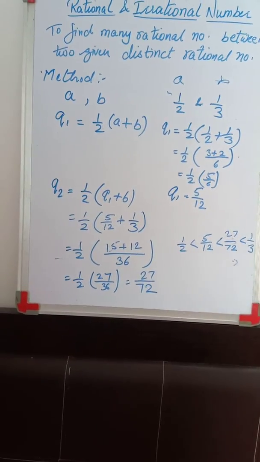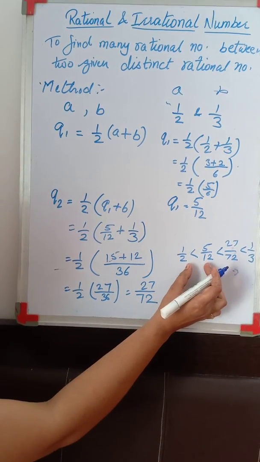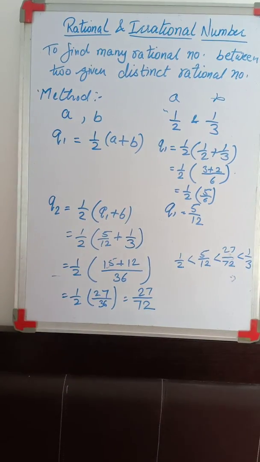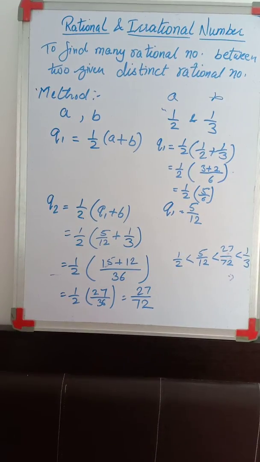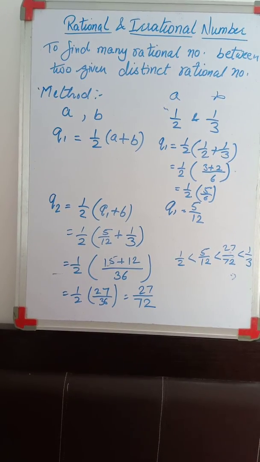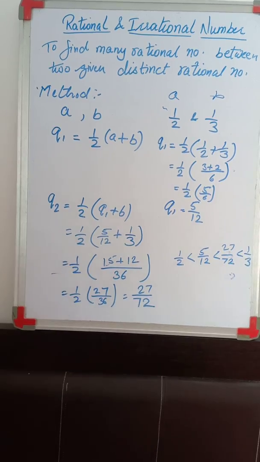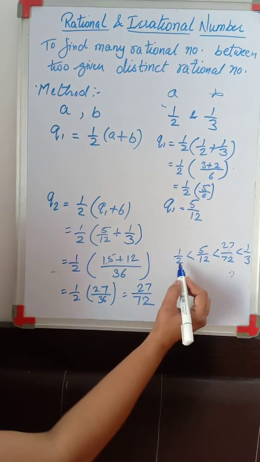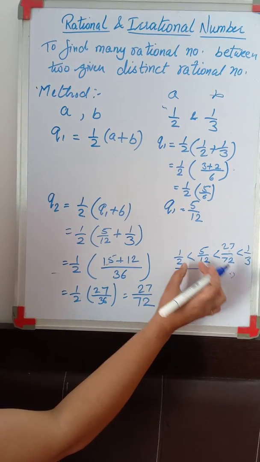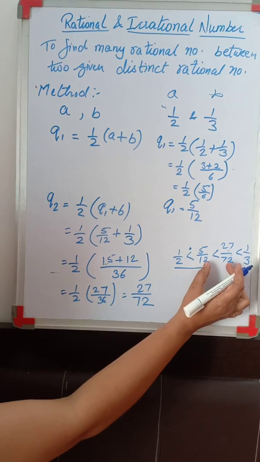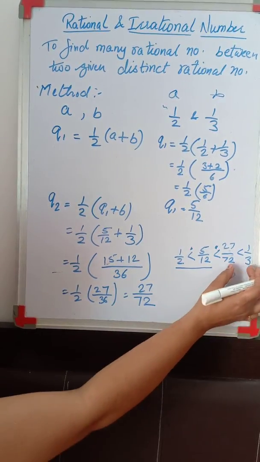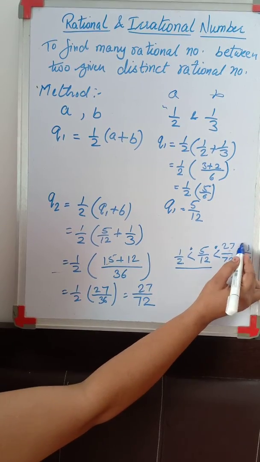So, in this manner, we can calculate the numbers in between this, and the numbers in between this. Right? So, this is the method to calculate many rational numbers in between two given distinct rational numbers. If two numbers are there, just add both the numbers and divide by 2. Once you get one number, make a sequence and then add both of the numbers and divide by 2. You will get the numbers in between. If you add this one and divide it by 2, you will get the number in between. If you add this one and divide it by 2, you will get this number.